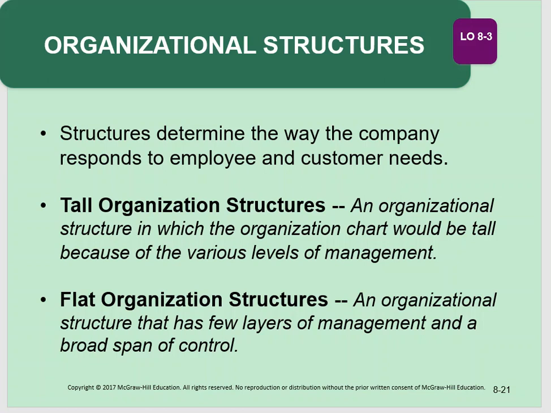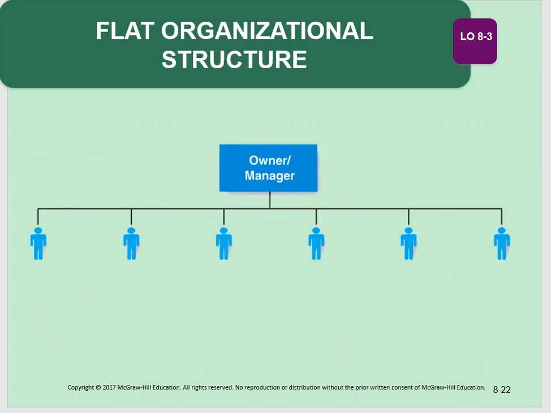Let's look at an example of a flat organizational structure on the next slide. This is an example of a flat organizational structure. I would gather that this is maybe a sole proprietorship that has just one owner who also manages the business, and he or she here has a span of control of 6 non-managers who report directly to the owner/manager.